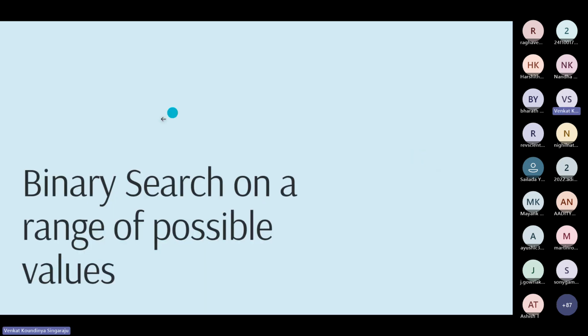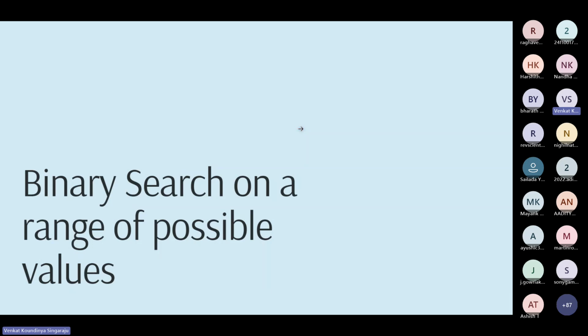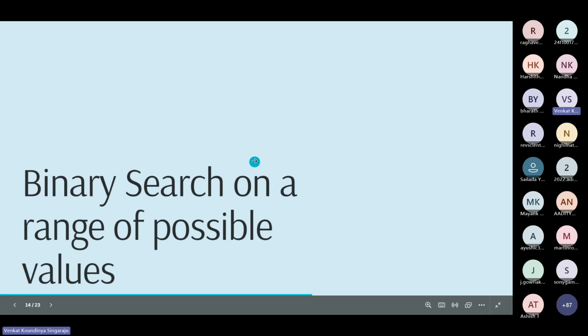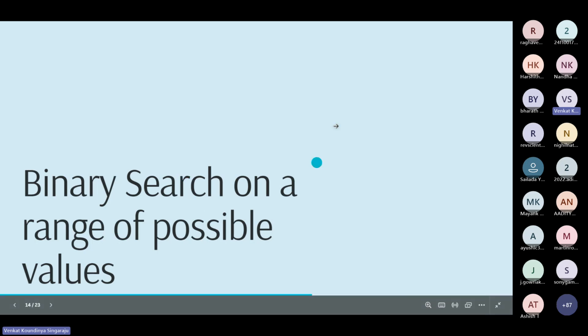Fine. So let us continue. So our next topic is binary search and a range of possible values. Most of the problems that you would be seeing on binary search will be on this topic. You'll never be given a sorted array and asked to search for a certain element in the array. So most of your questions will be on this topic, and it is not really intuitive to identify problems based on this topic. So always keep this method in mind whenever you solve a problem.